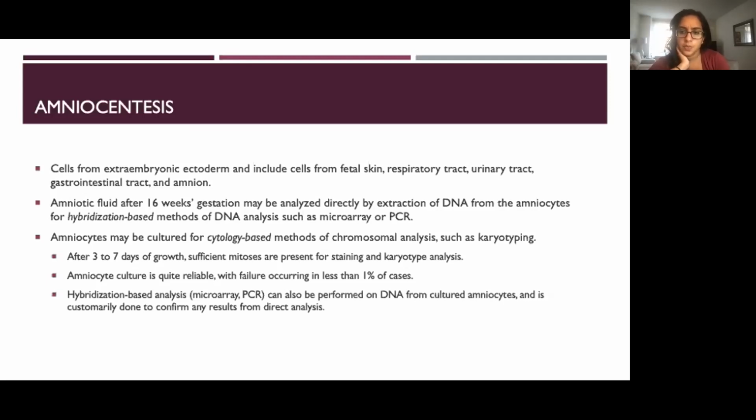Cytology-based methods require the cells to proliferate in tissue culture for about 3 to 7 days of growth, and sufficient mitoses, when they're present, are stained, and the karyotype is analyzed. The cells are grown in flasks and harvested and analyzed together. And those grown on cover slips are analyzed in situ as individual colonies. Amniocyte culture is actually quite reliable, with failure occurring in less than 1% of cases. Of note, the microarray and PCR can also be performed on DNA from cultured amniocytes and is customarily done to confirm any results from the original direct analysis.